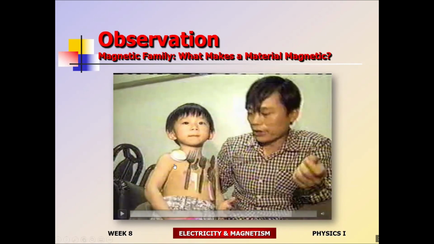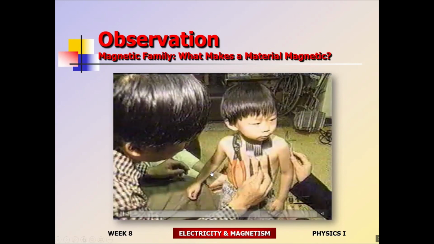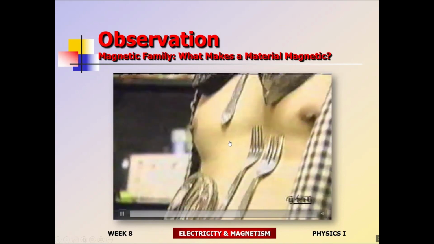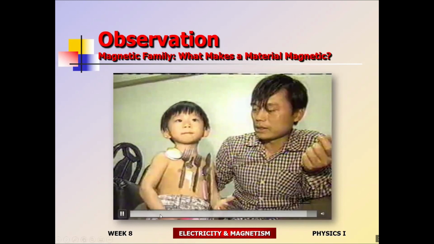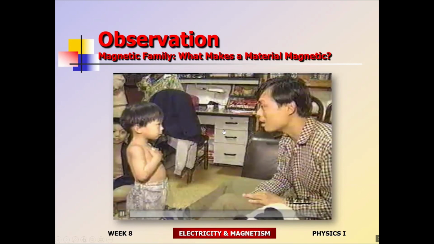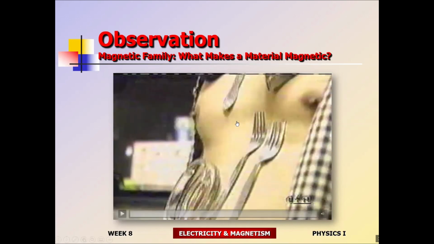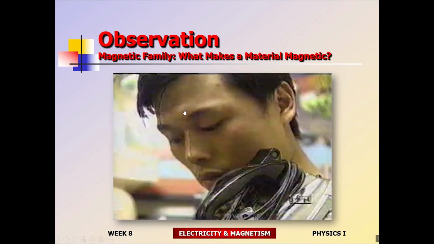Do you think that these family members are magnetic? Yes or no? No. Why not? All right, if it's magnetic, obviously glass is not going to stick. It has nothing to do with magnetism. For whatever reason, their skins are fairly sticky. It creates some kind of a suction. So this has nothing to do with magnetism.